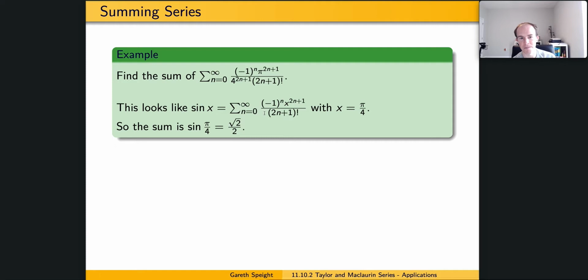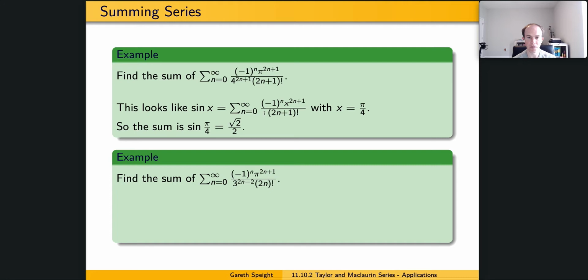Here, everything was set up so that it worked nicely. It was just a power series that we know already with a particular value of x. Sometimes you might need to do a little bit of algebra to play around with it to put it in the right form. So for instance, let's look at the sum of (-1)^n π^(2n+1) over 3^(2n-2) (2n)!. In this case, we're going to have to do some algebra and maybe pull out some factors or multiply by something in order to compare it to a series we know with a particular value of x.